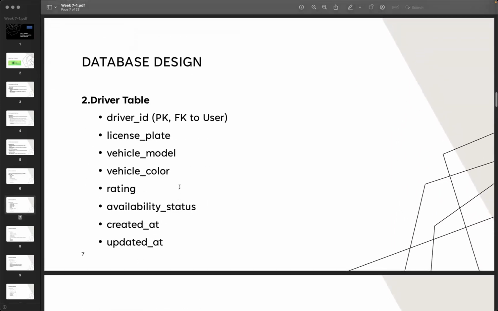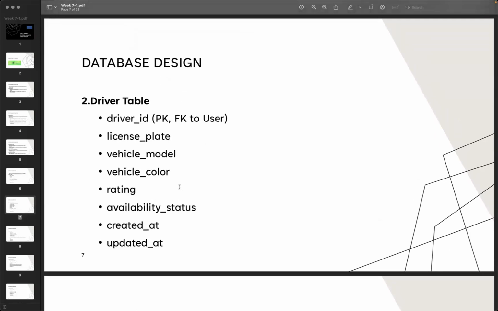And for the driver, you'll see we connect it with the user. And one more thing, we have the vehicle. I put the vehicle right here. Or do you think we should make a separate table? How about this? Do you think it's a good idea to put it together or have a separate table for the vehicle? Better? Okay.